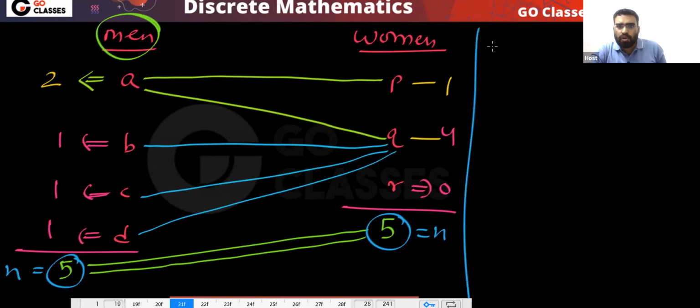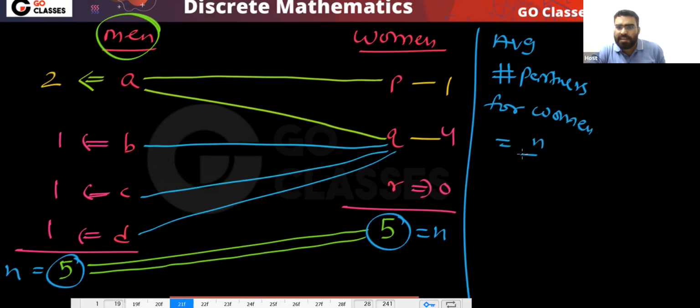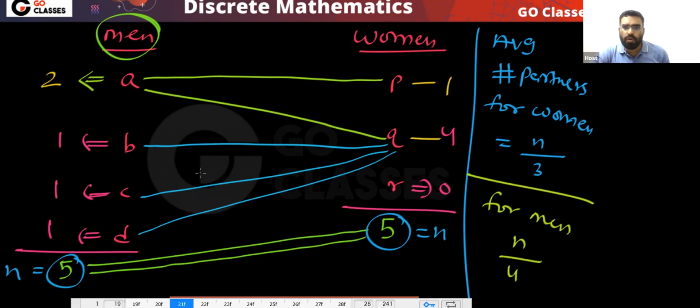Now tell me, if this number is always equal, then what is the average number of partners for women? The average number of partners for women is basically n divided by 3. And the average number of partners for men will be n divided by 4. Who has more? On average, who has more partners? On average, you can notice that women have more partners.